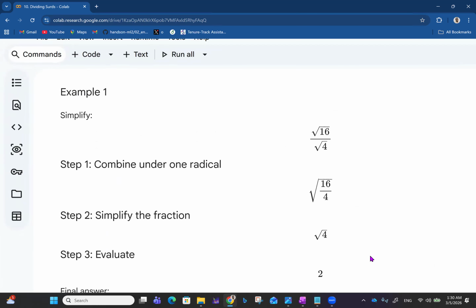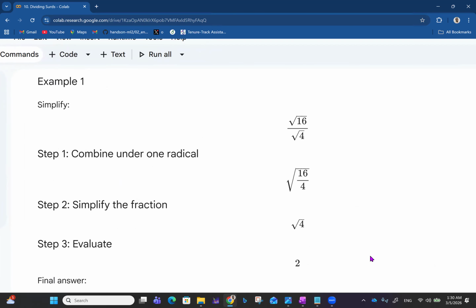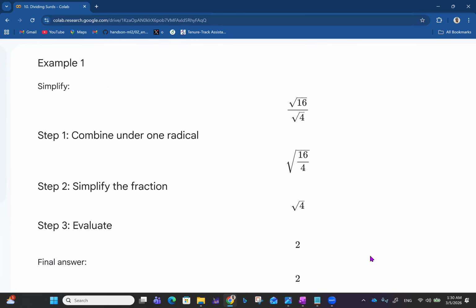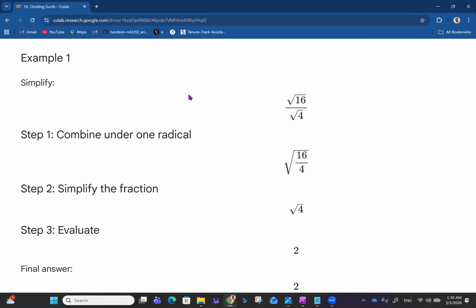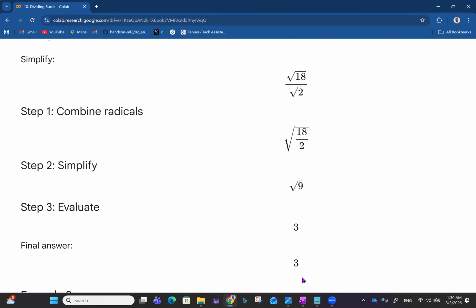Example one: you want to simplify square root of 16 all over square root of 4. Of course, this one is still straightforward because square root of 16 is 4, square root of 4 is 2. So 4 over 2, the answer is 2. But if you want to do it in the form of surds, using the rule we have looked at, we combine under one radical. So we have square root of 16 over 4, which is square root of 4, which is 2. Same thing as if you had done it separately.